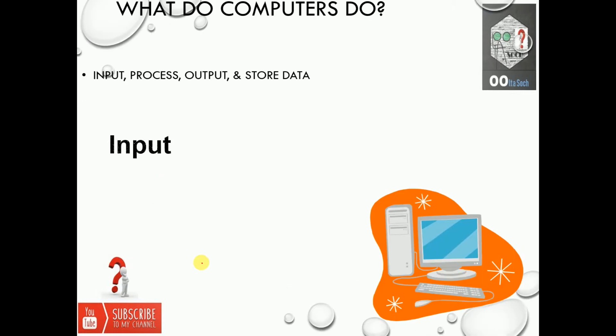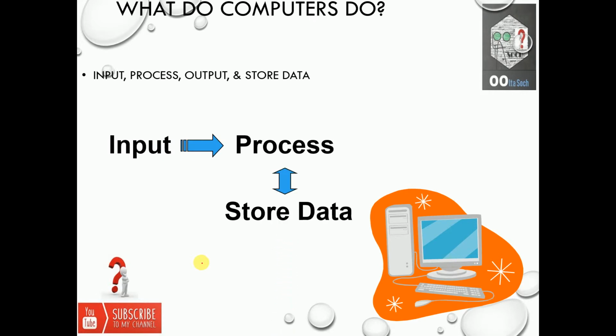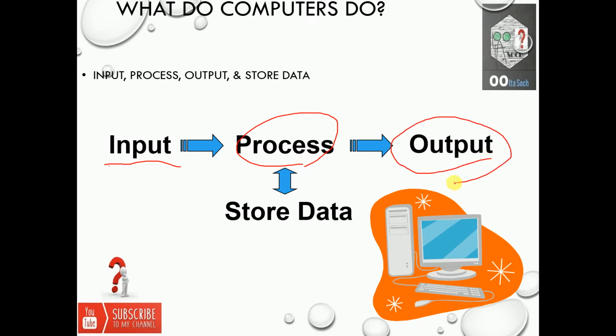So what do computers do? Input, process, output and store data. This is simple. What is the entire process? Input, then process, then output, then store data. Whatever input you give, the computer will process that, right? Then it will give you the output, and it can also store your output.